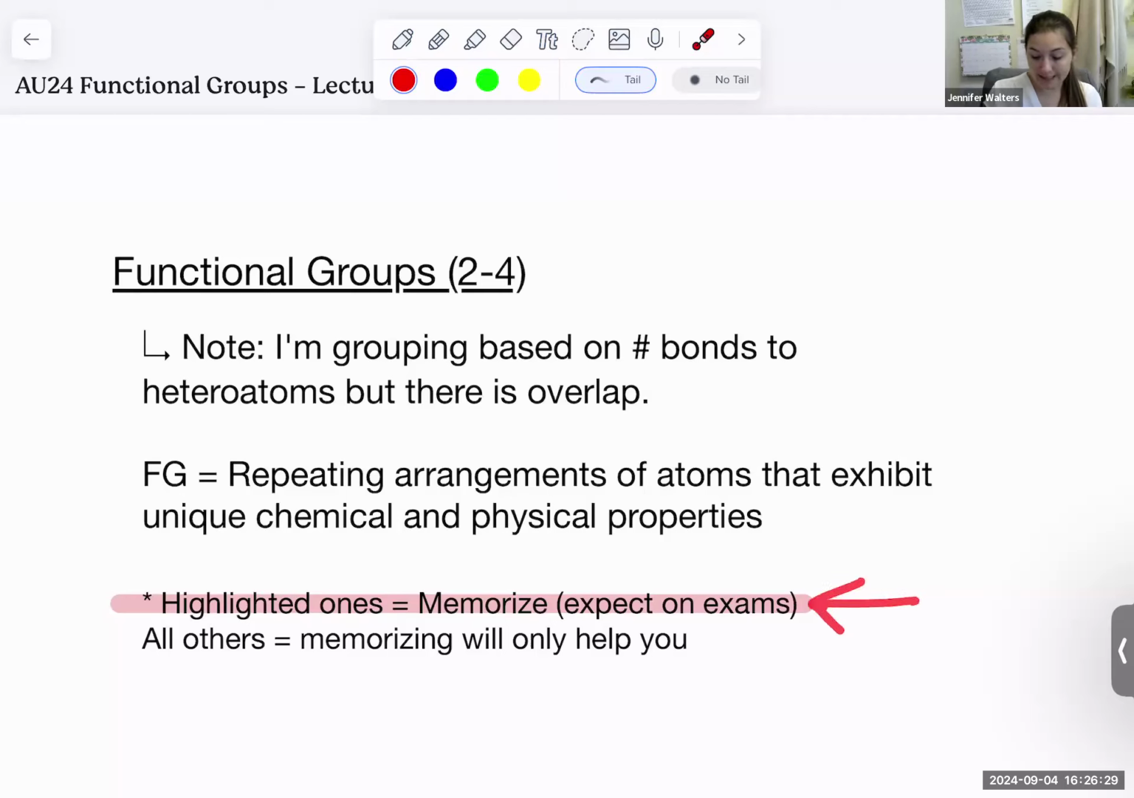The ones that'll be on exams are the ones that are highlighted. Those are the ones I expect you to memorize immediately and know them now. All of the other ones, it can only help you. I typically use them as extra credit on exams. It's definitely going to help you when you get to Orgo 2, if you know them. So that's why I give you all of them, but the highlighted ones are the ones that are most important for our class right now.